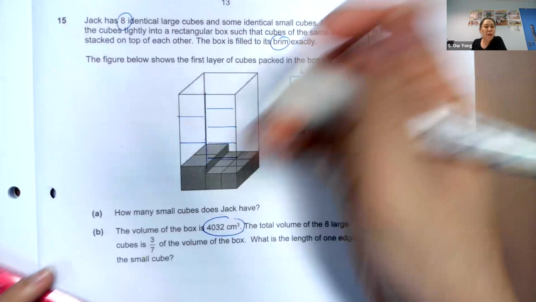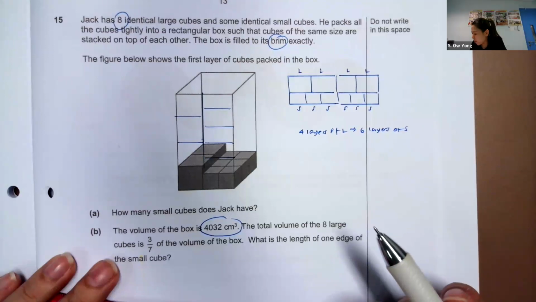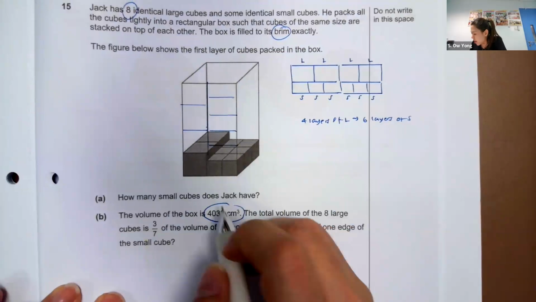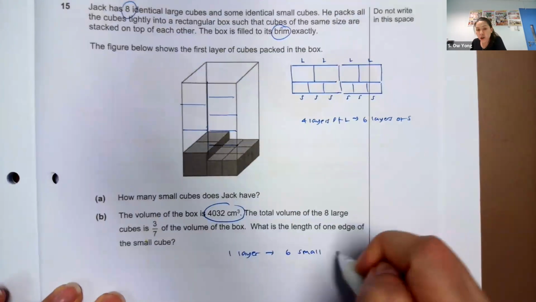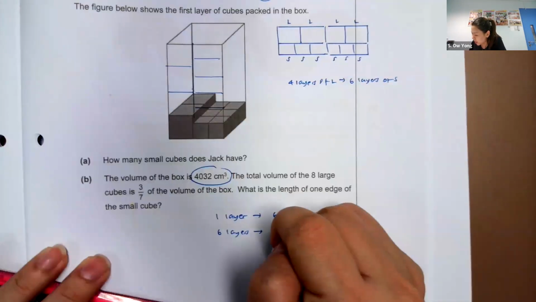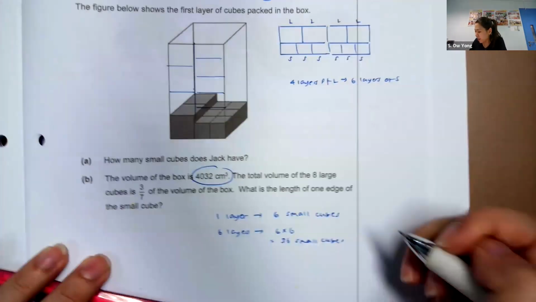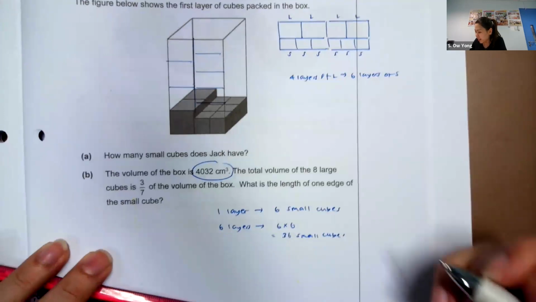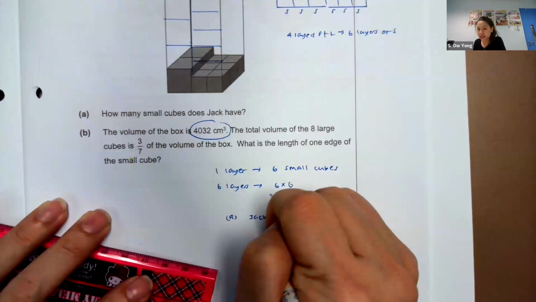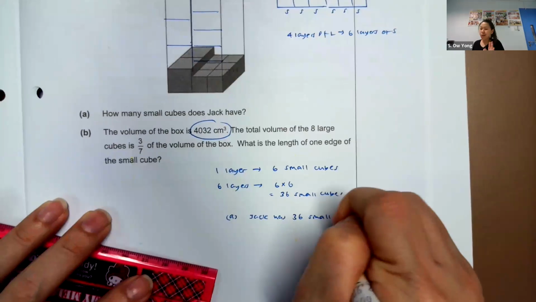Now they ask you, how many small cubes does Jack have? 1 layer, you do see 6 small cubes. If I have 6 layers, what will you see? You will see 6 times 6, which is 36 small cubes. And this is your part A answer. Part A, Jack has 36 small cubes. So I write 36 under blank A. Can? So far okay? 1 mark here.